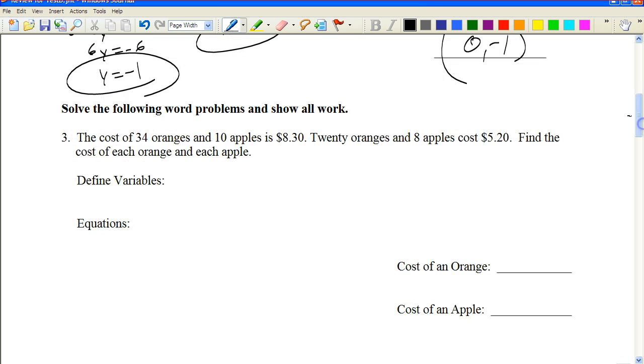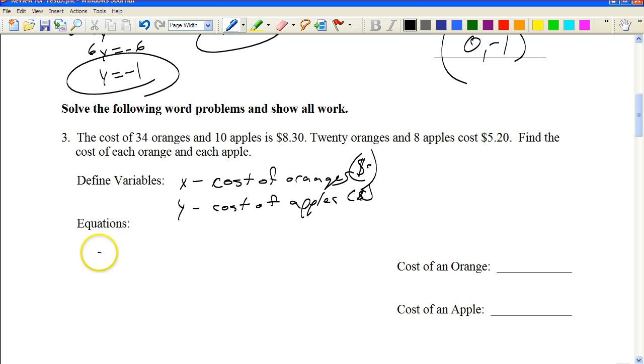Okay, next. Cost of 34 oranges and 10 apples is $8.30. 20 oranges and 8 apples costs $5.20. Find the cost of each apple. Purpose statement is going to give us the cost. So it's find the cost. So x is the cost of oranges. Y is going to be the cost of apples, and both of these are in dollars.